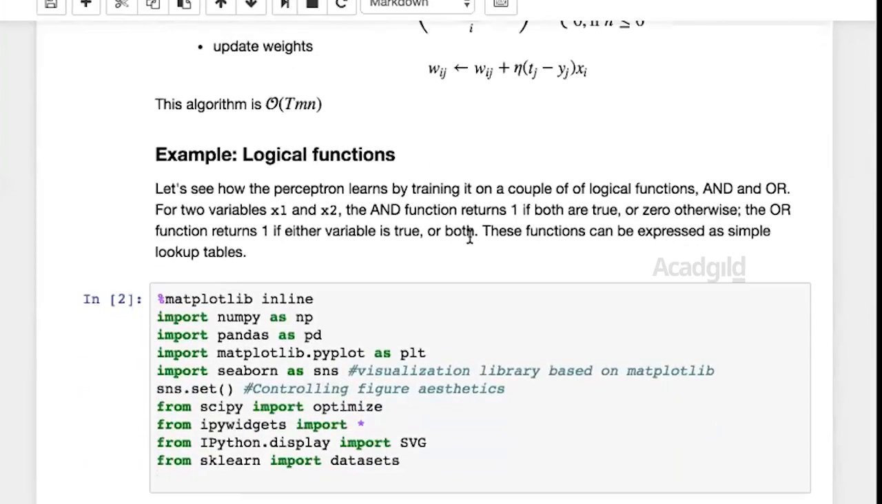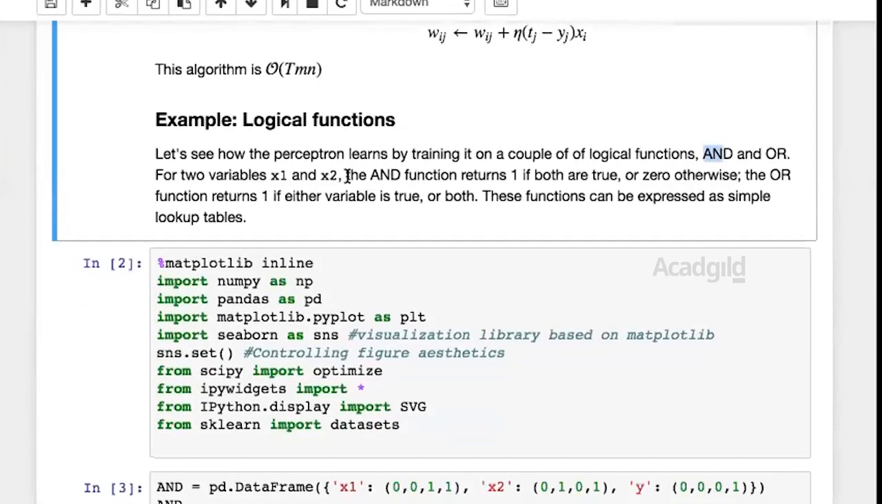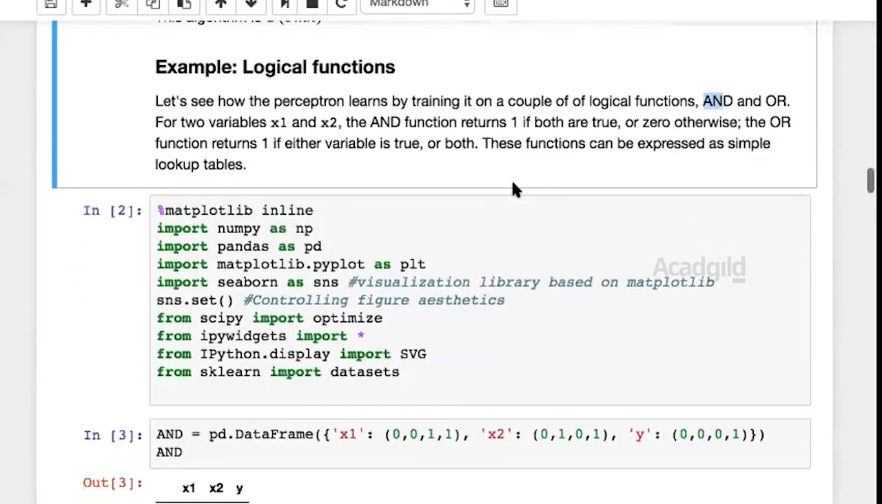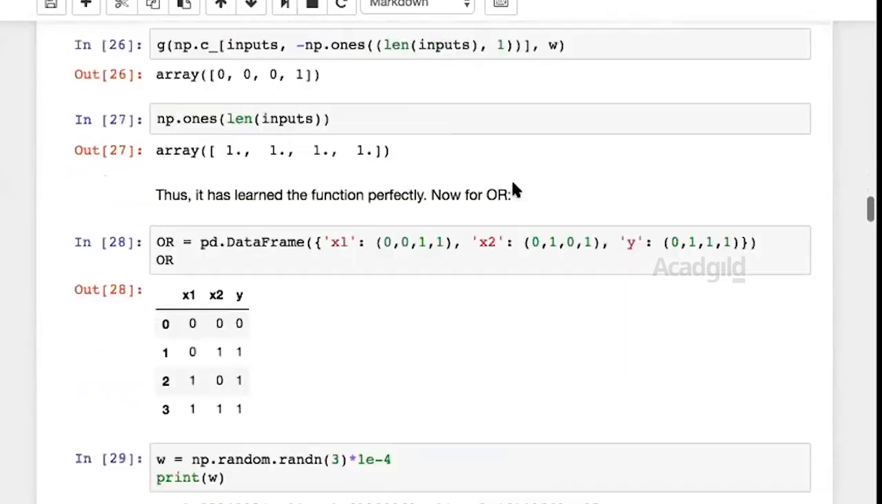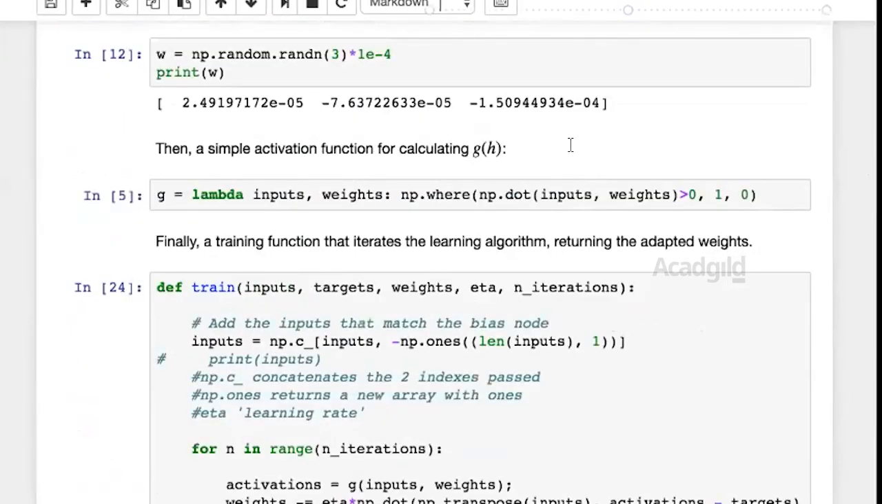So here is a good example of a logical function. We'll do two functions, and you can maybe take a shot at the third function. So we look at AND, OR, and I think you'll have to do XOR. I'll first show you what the AND function is simply: you have 0, 0, that's 0; 0, 1 is 0; 1, 0 is 0; and 1, 1 is 1. This is your typical AND function, right?